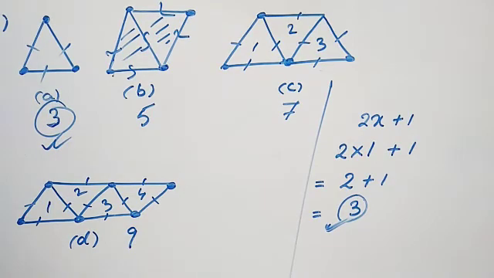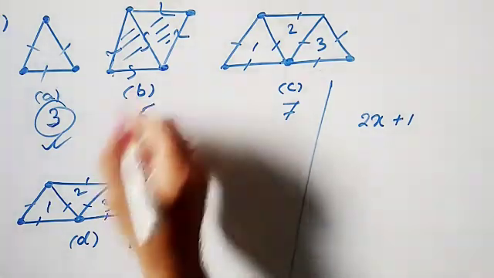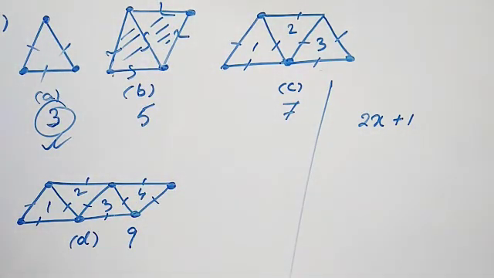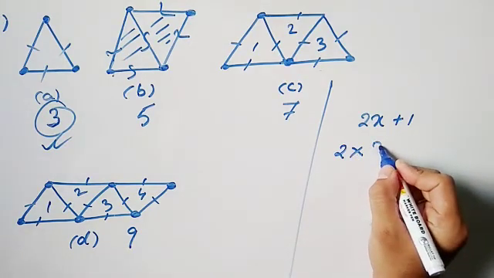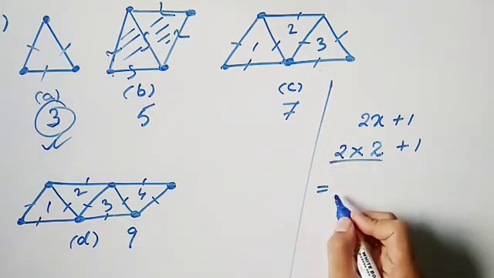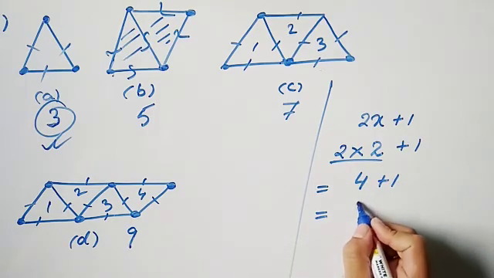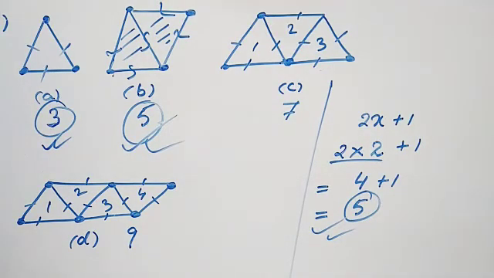Let us check for our next figure, figure number B. Right? How many triangles are formed? 2 triangles are formed, right? So 2 into, instead of x, we have to substitute the number of triangles. That is 2 plus 1. So 2 times of 2 is, yes, 4. 4 plus 1. So what is 4 plus 1? 5. We have the same value. Right? So our general rule, 2x plus 1, is the correct answer.